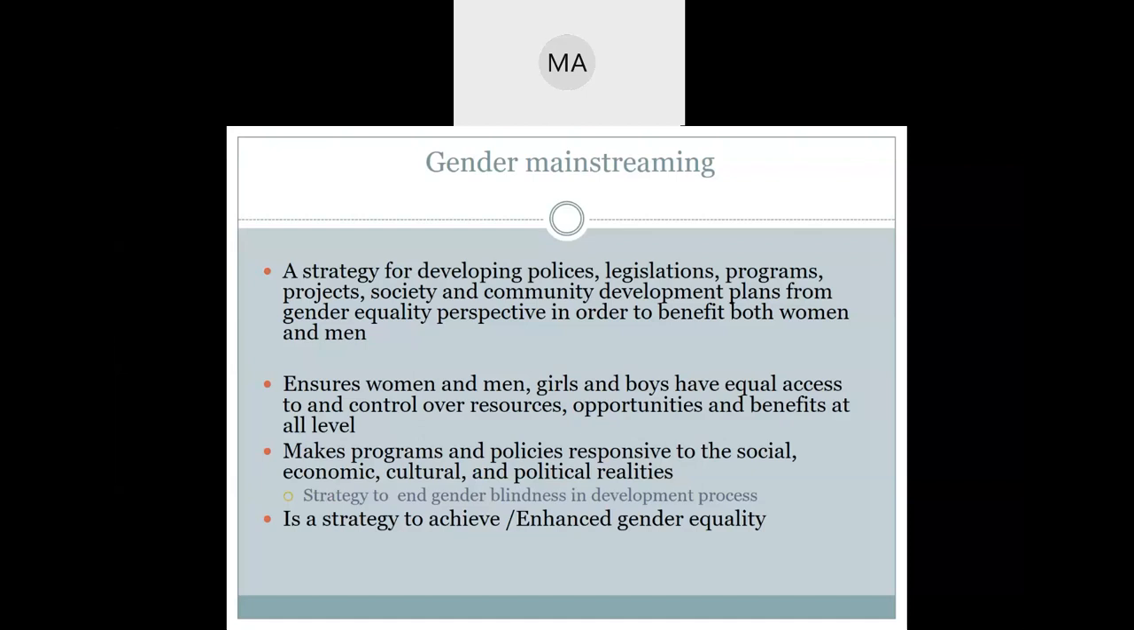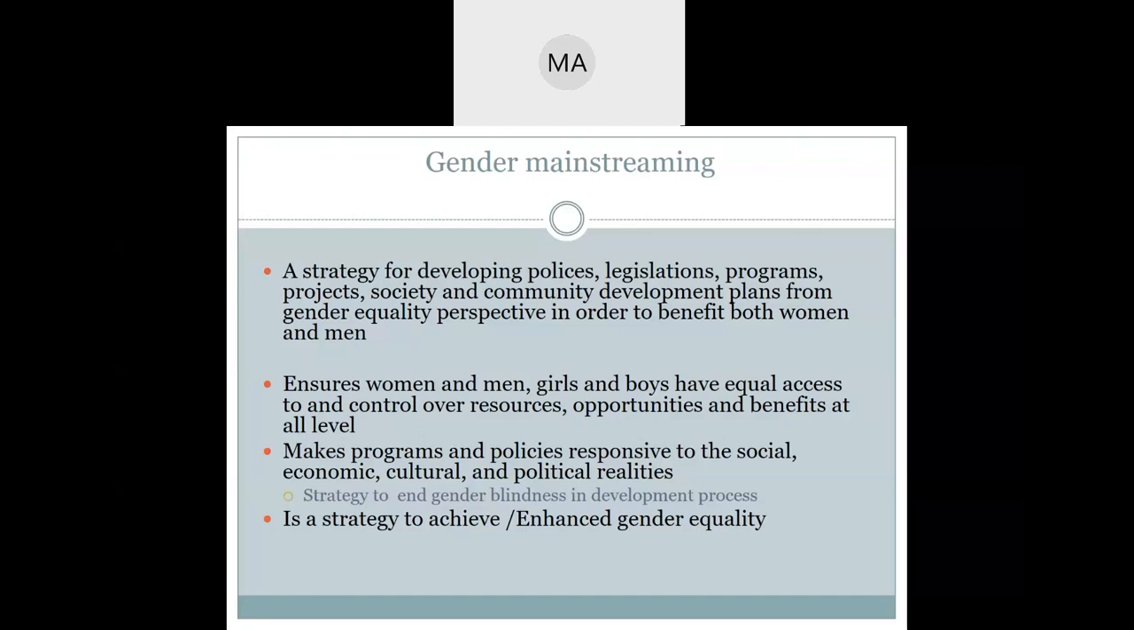as expected? And make a program and policy that responds to the social, economic, and cultural reality. It is good if you advocate for gender issues in every political reality and economic and social party, and make awareness, even starting from the family, in how we are going to develop and rear our children when they are male and female. That's also one of the strategies.